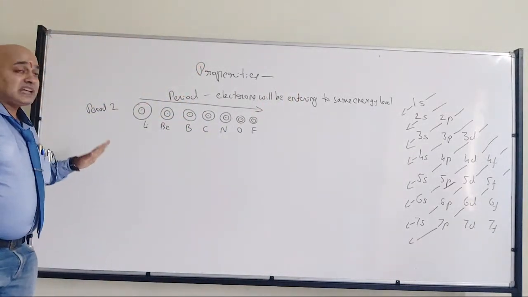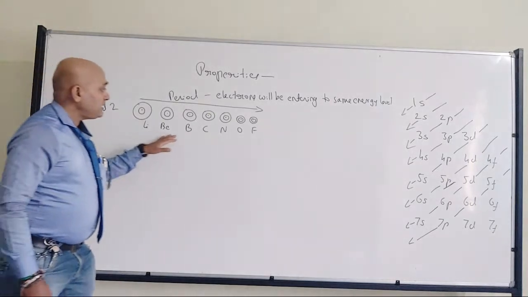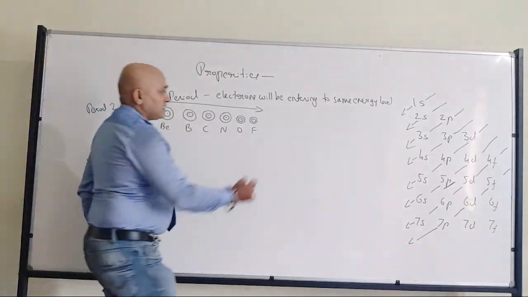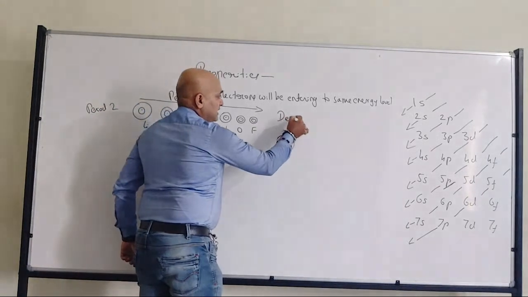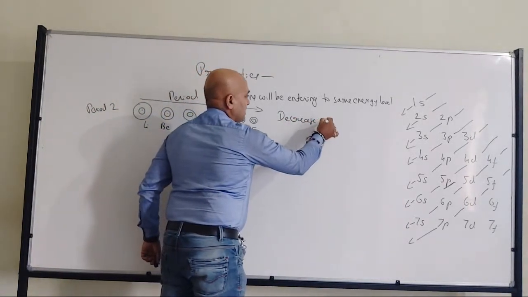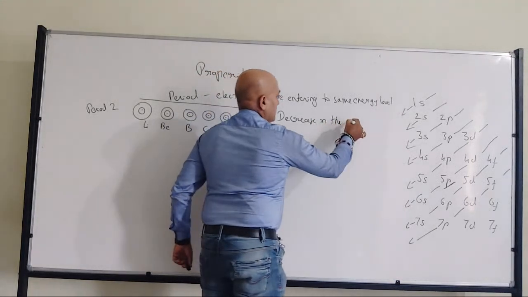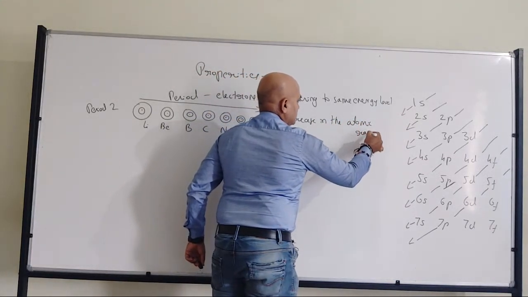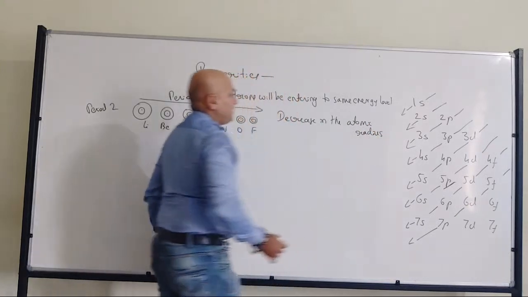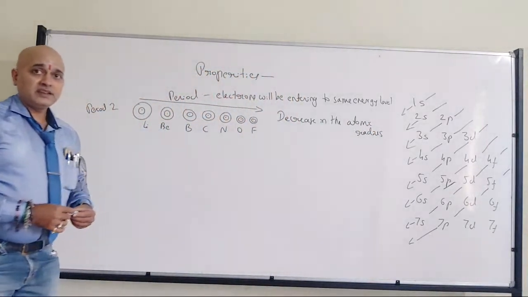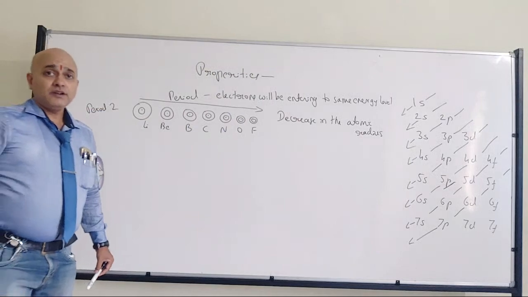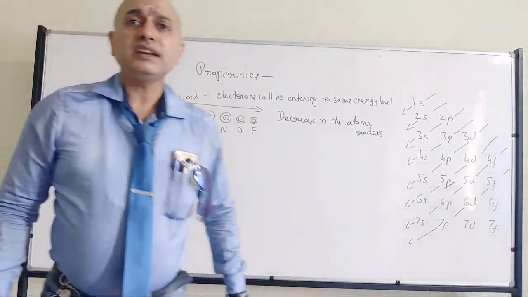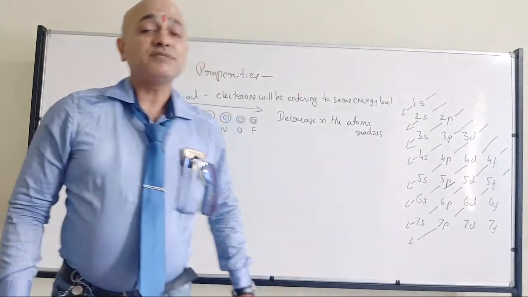But if you observe it carefully, what is happening? There is a decrease in the atomic size, right? Or atomic radius. There is a decrease in the atomic radius. Why? What is happening? Why along the period does atomic radius have to decrease? The answer is very simple.